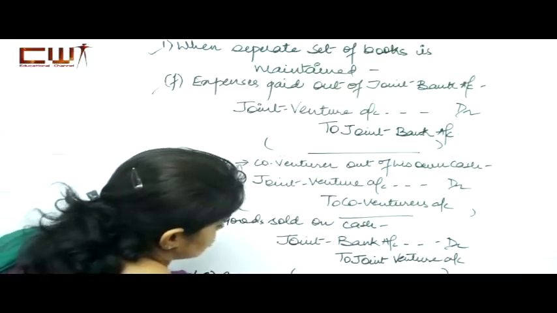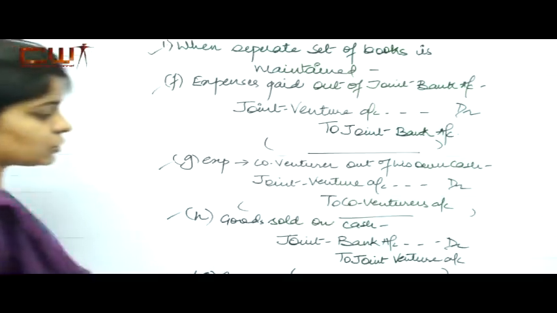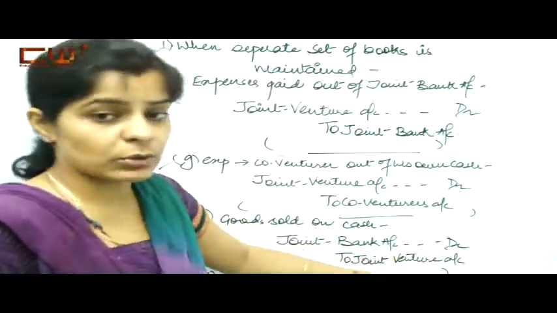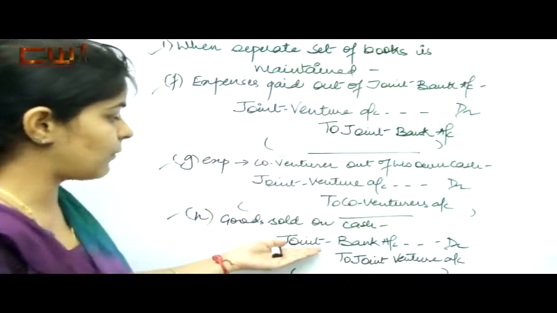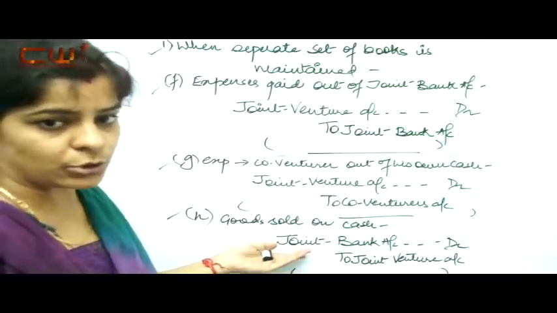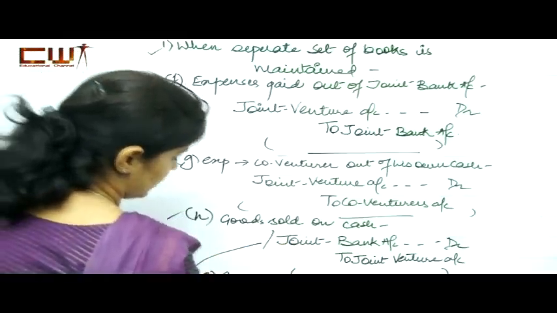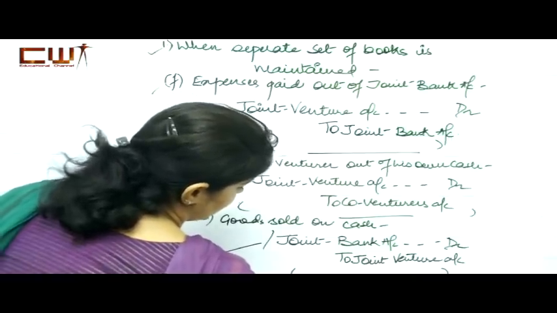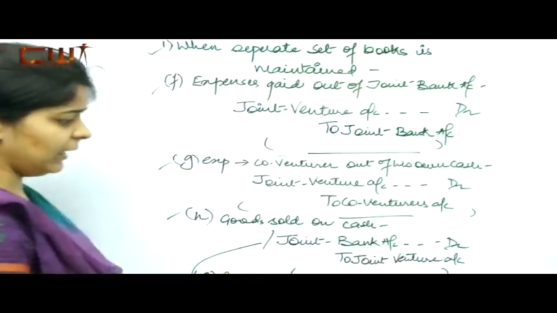Goods sold on credit. What is goods sold on credit? What is going out? Goods. So joint venture account is credited at any cost, right? Credit means whose name should come here? Debtors account, right? Goods sold on credit, debtors account. So instead of joint bank account, what you will mention here? Sundry debtors account would be debited, and joint venture account would be credited.